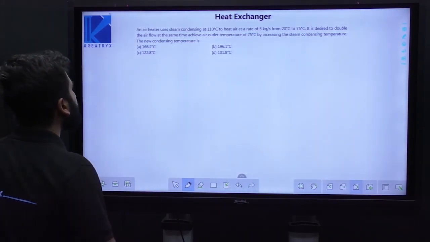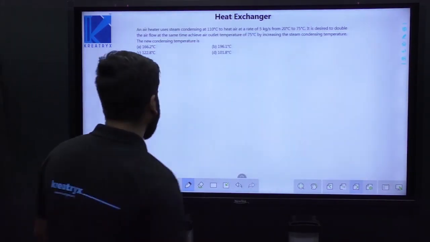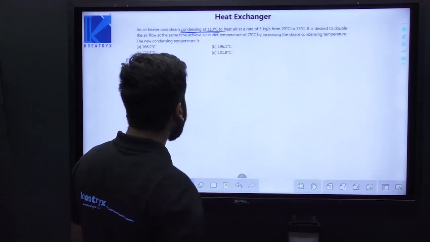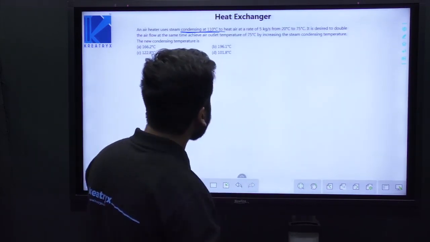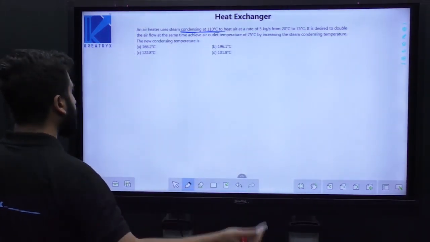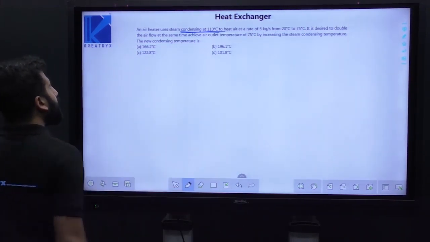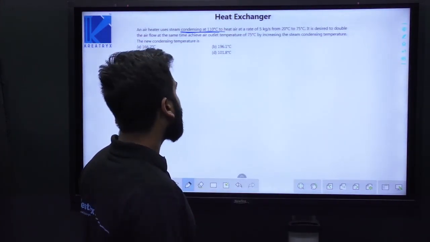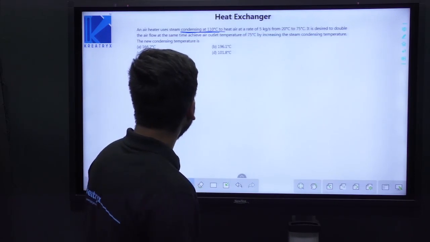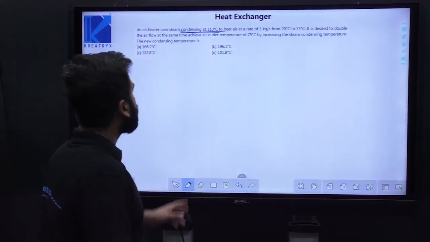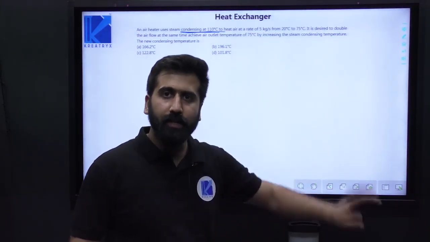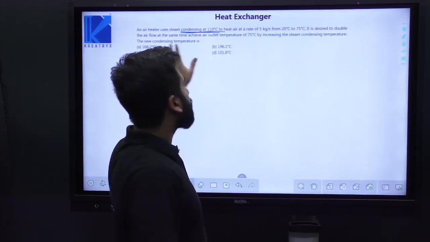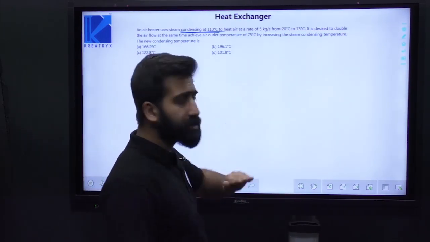An air heater uses steam condensing at 110 degrees Celsius. Okay. Steam is condensing, so this is a case of steam condenser. It heats air at a rate of 5 kg per second from 20 degrees Celsius to 75 degrees Celsius. It is desired to double the airflow at the same time achieve air outlet temperature of 75 degrees Celsius by increasing the steam condensing temperature. The outlet temperature has to remain the same at 75 degrees Celsius, but we desire to double the airflow rate. And how can we do it? By increasing the steam condensing temperature.